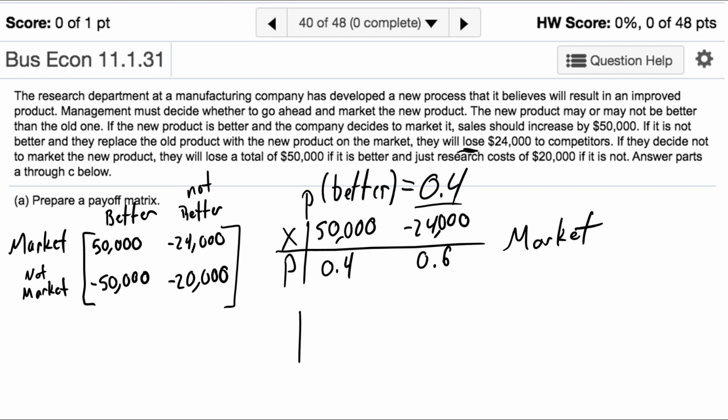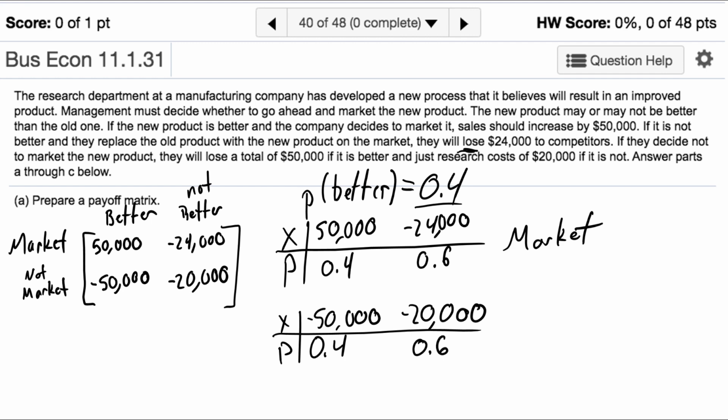If they don't market the product, they lose $50,000 if it's better, and negative 20,000, so they lose 20,000 if it's worse. So both of those are negative. The probabilities are still the same. If it's better, that's 0.4, and if it's not better, that's 0.6. All right, so this is not market.